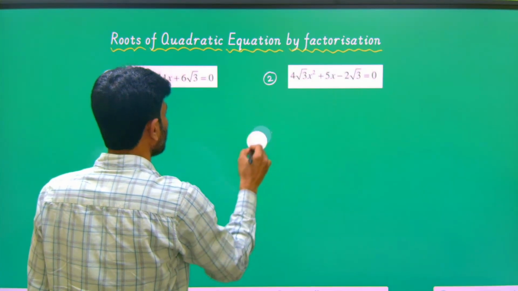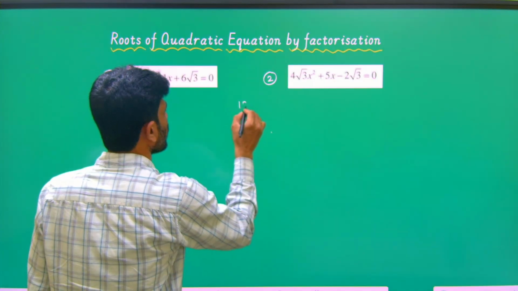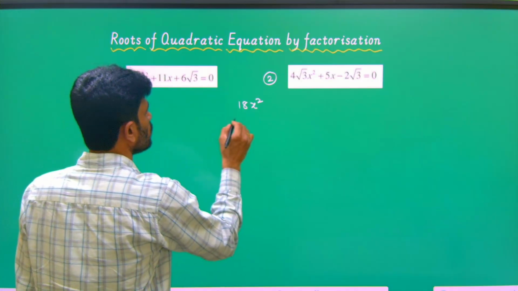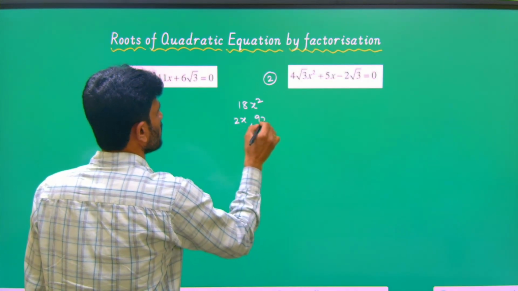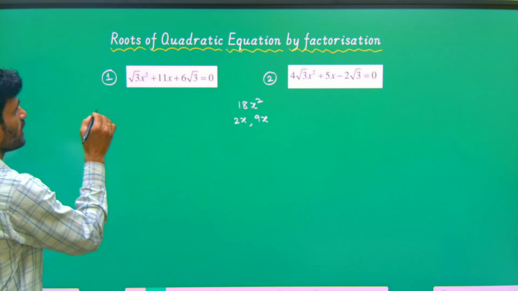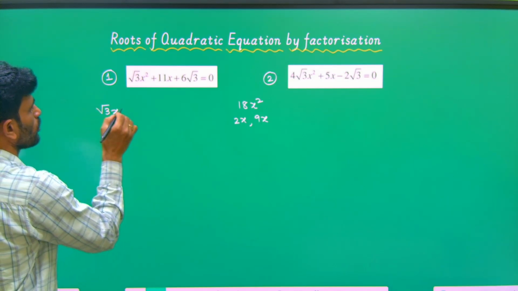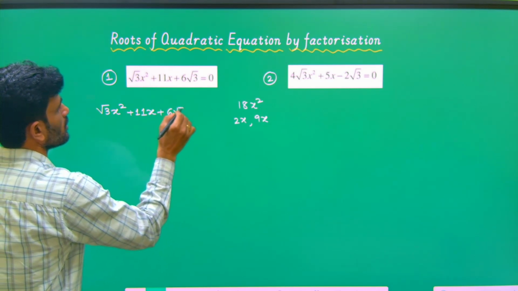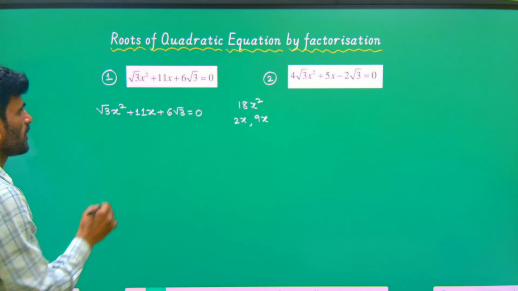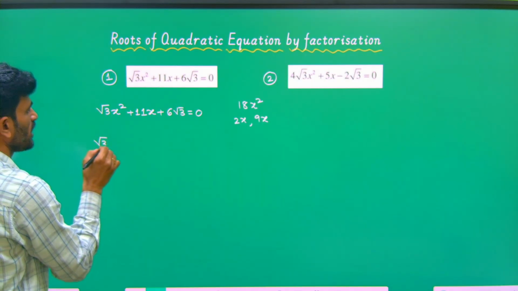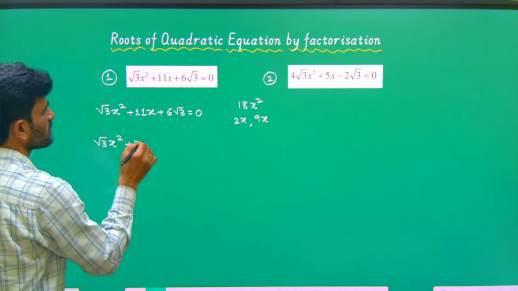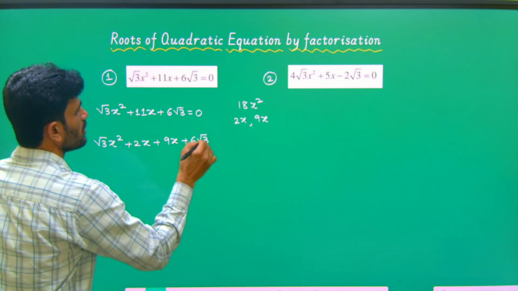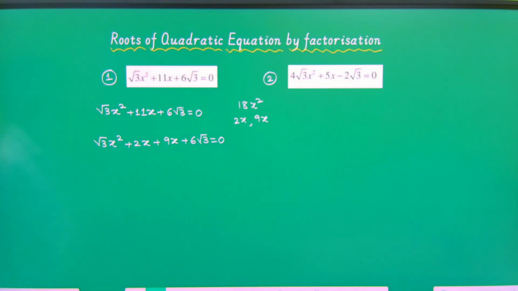So after multiplication, the product we got is 18x square and the factors are 2x and 9x. Now let us split this. Our equation is root 3 x square plus 11x plus 6 root 3 is equal to 0. Now we have to split 11x, so it becomes root 3 x square plus 2x plus 9x plus 6 root 3 is equal to 0. Hope up to here you understood.